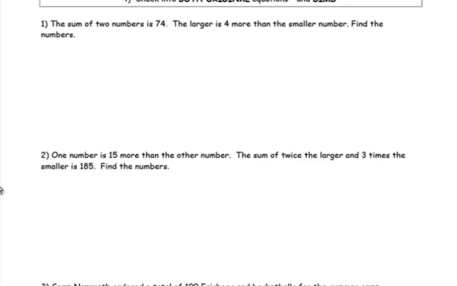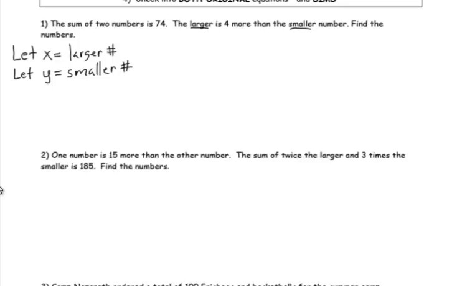The first one, the sum of two numbers is 74. The larger is 4 more than the smaller. So we have a larger and a smaller. So let's let x equal the larger number, and let's let y equal the smaller number. Now, some of you, there actually is a way you could do this where everything is in terms of x, but I want to show you this in relationship to systems. So I'm not going to do that in this case.